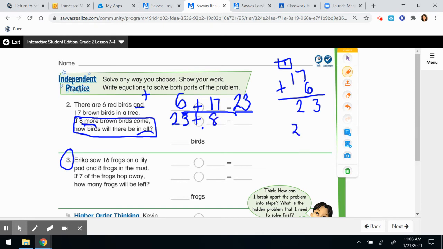Again, if you need to, you can write it out as a regrouping equation. If you want to count on, you can do that. 8 plus 3 is 11, and 1 plus 2 is 3. So there would have been 31 birds in all. And again, those words in all usually mean you're adding.